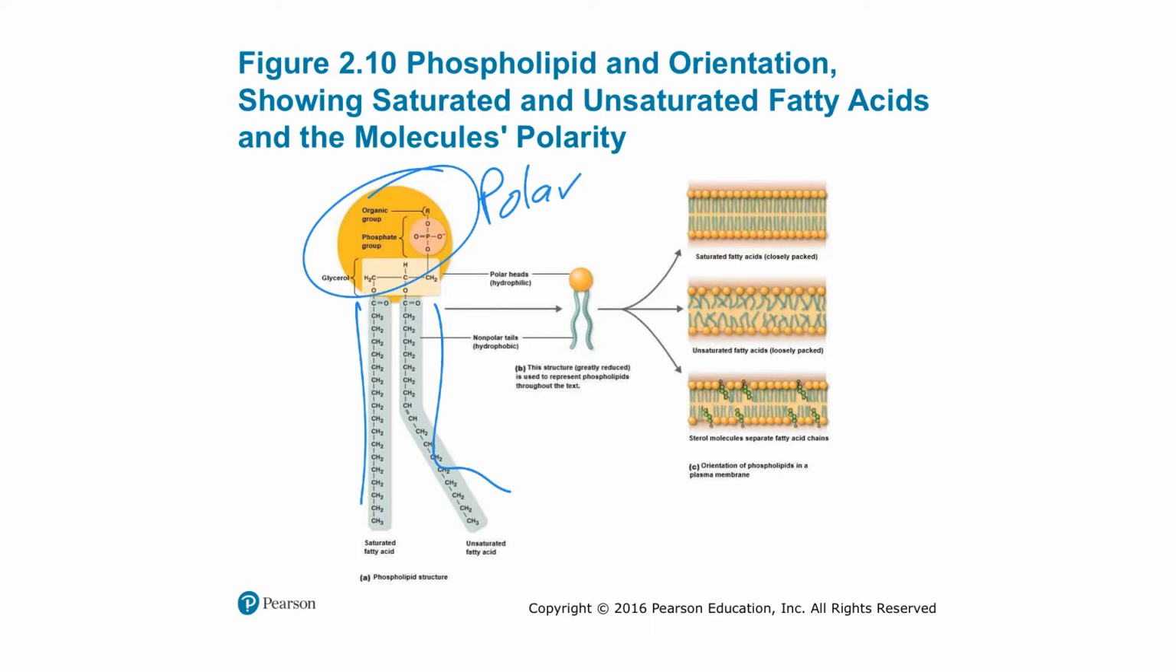And generally when we have a phospholipid bilayer, we see that the fatty acids, the nonpolar sides, are going to be facing each other. Okay, so we have different structures based on what kind of things are happening. And so saturated fatty acids are going to be very closely packed. Unsaturated fatty acids are going to be very loosely packed, as you can see here. And then sterol molecules separate the fatty acid chains, and this helps to maintain rigidity in the cell membranes.